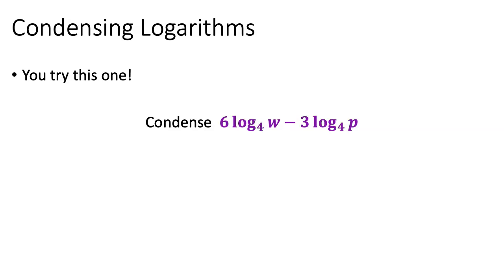You can pause the video and try to condense this one, 6 log base 4 of w minus 3 log base 4 of p. And there's the answer. Log base 4 of w to the 6th over p to the 3rd.